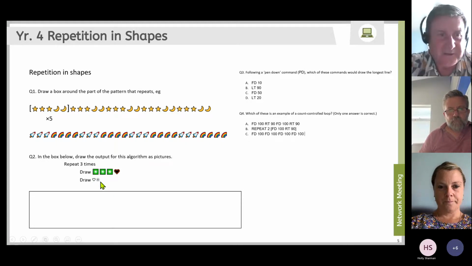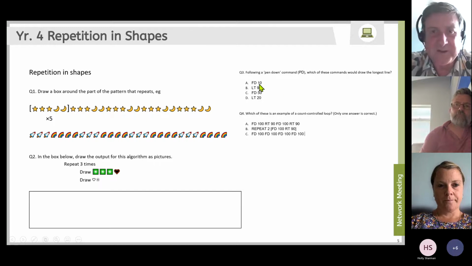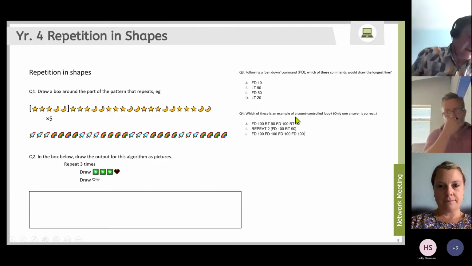So it's following those kinds of commands, and then a bit of Logo type algorithms here, which one would be the longest line. That wouldn't be too difficult for you to work out, but you can see how you might develop tasks like that. And also introducing this kind of language.